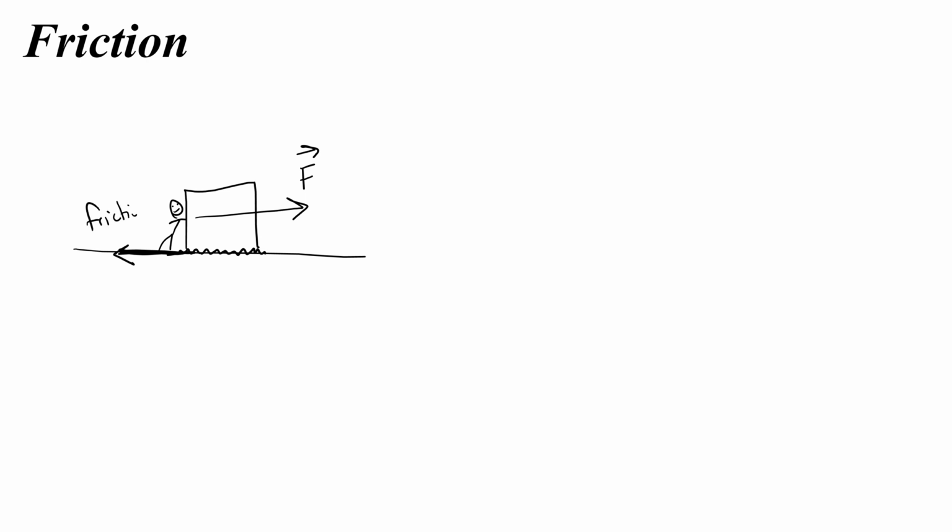So we call that friction. Now, you can label friction one of two ways. You can say force sub lowercase f for friction. Or I like to just use a lowercase f for friction. So anytime I use a lowercase f instead of a capital F, I'm saying this is a force of friction.